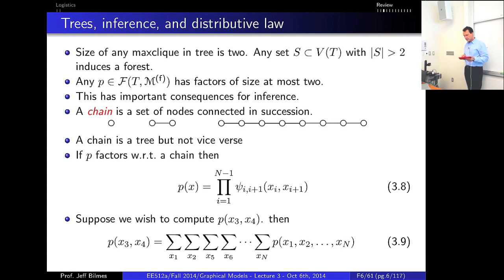Okay. We also saw how if we have a tree, the clique sizes are of size 2, and the max clique sizes are of size 2. And we saw that if we take any additional set, if we take a set of nodes of size greater than 2, then we get a forest. And we also saw how chains are trees.